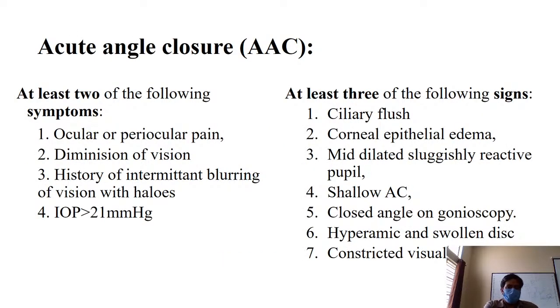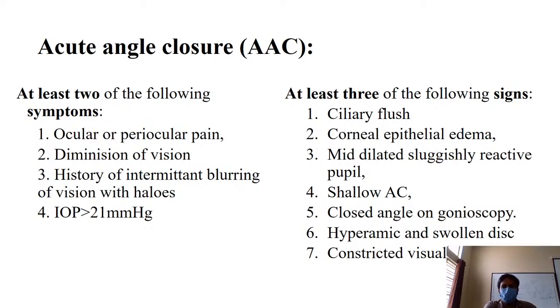So there is a criteria to define acute attack of angle closure, that is at least 2 of the symptoms with at least 3 of the signs. What are the symptoms? There will be ocular or periocular pain, there is diminution of vision, maybe hand movement or between 6/60 to hand movement. There will be history of intermittent blurring of vision, and IOP is more than 21 millimeter of mercury.